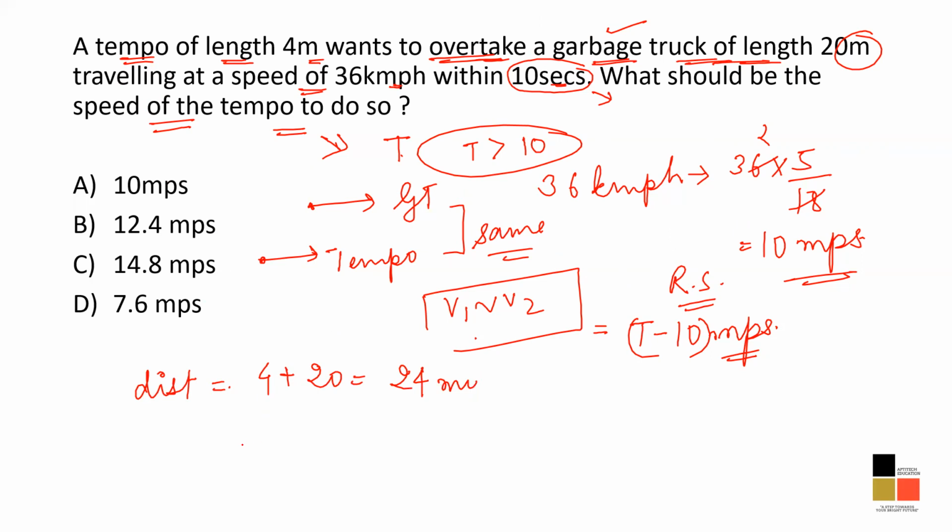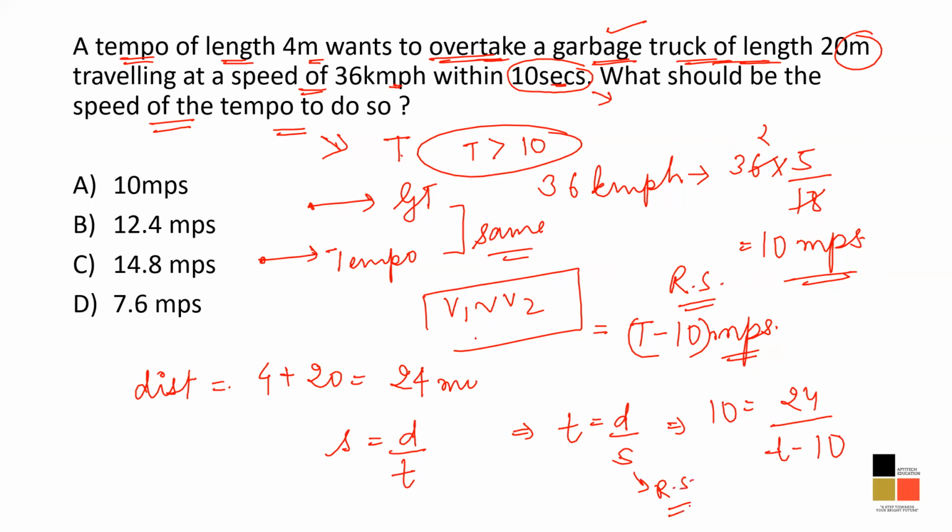Now we have to find out what should be the speed. Speed is equal to distance upon time. I'm going to take it as time is equal to distance upon speed, because I have a direct value of time. So time is 10. So 10 is equal to distance. Distance is 24, divided by speed. Speed is T minus 10. I already took the value of T. And for speed, we are going to use relative speed because it is a case of overtaking.